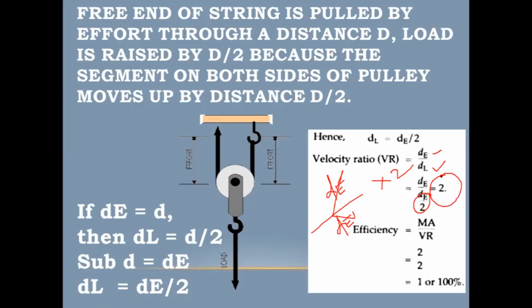We saw that the mechanical advantage is 2 for a single movable pulley. The velocity ratio is also 2 for a single movable pulley. So if we substitute in the formula for efficiency, your efficiency is again 1 or 100%. So the efficiency does not change for a fixed pulley and a movable pulley. But what changes? Mechanical advantage and velocity ratio.